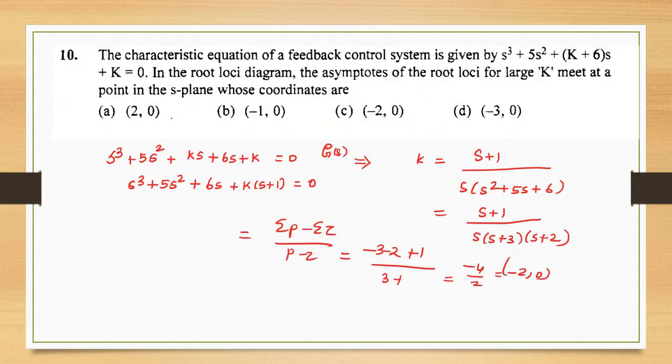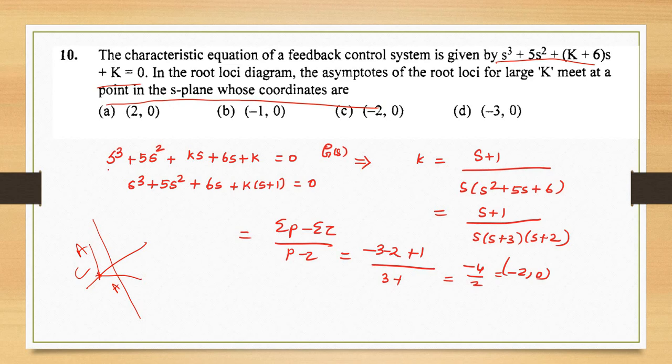Next, the characteristic equation of a feedback control system is given by s cube plus 5s square plus (k plus 6) into s plus k equal to 0. In the root loci diagram, the asymptotes of the root loci for large k meet at a point in the s-plane whose coordinates are. Asymptotes normally meet in the s-plane at the point known as the centroid. So these asymptotes meet at a centroid.